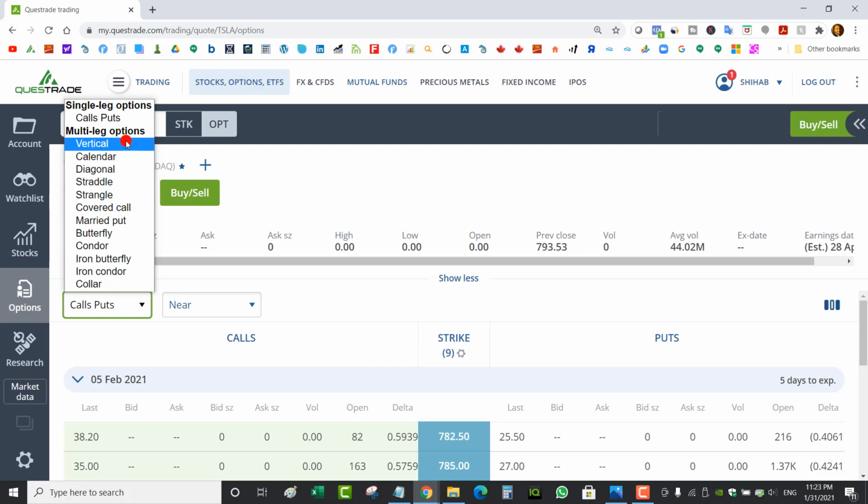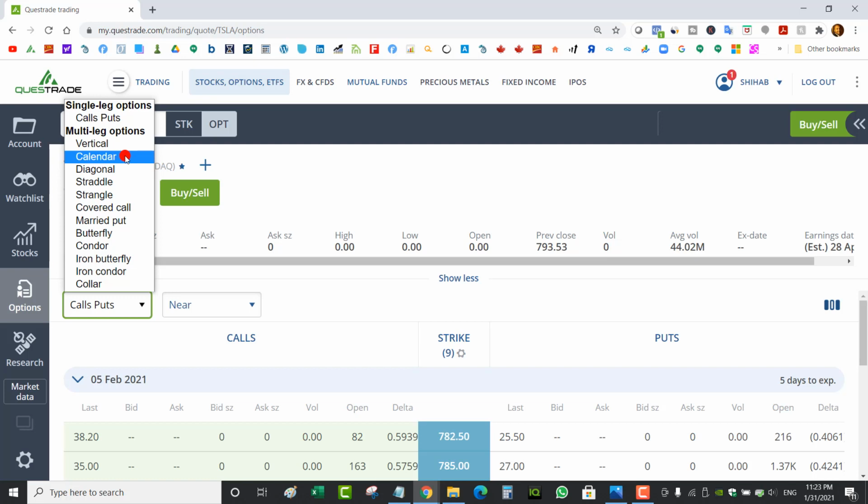If you're selling a vertical, so if you're selling a credit spread, it's going to be a credit to your cash. So money comes in, gets deposited to your cash, but obviously your maintenance excess drops by the width of your spread minus the credit that you received.